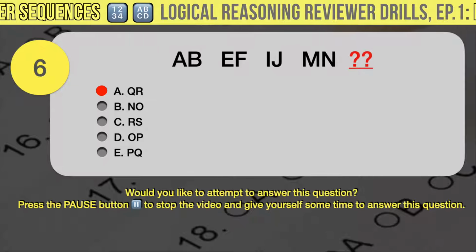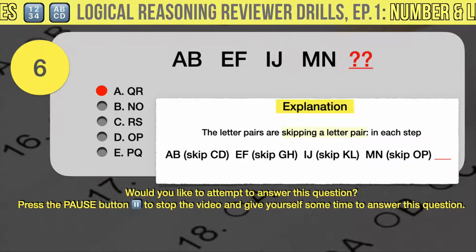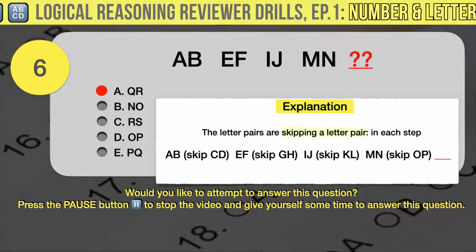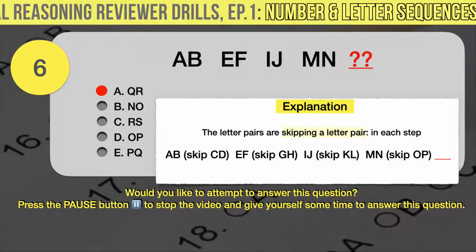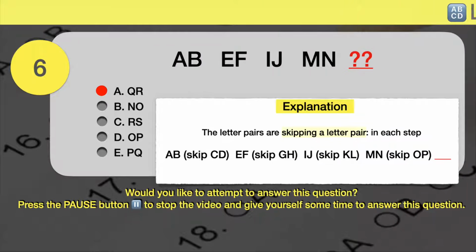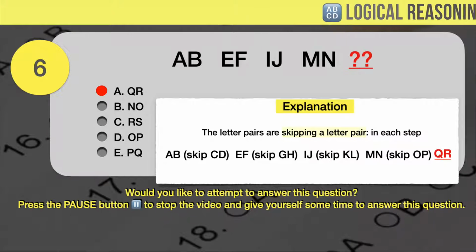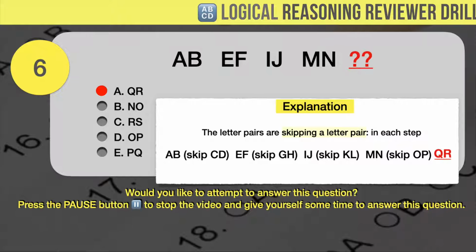This is another very simple letter sequence. The letter pairs are simply skipping a letter pair in each step, as follows. AB, skip CD, EF, skip GH, IJ, skip KL, MN, skip OP. Therefore, the next letter pair should be QR. We bet that if you wrote the letters of the alphabet on a piece of paper, as we recommended in drill question number 2, you should have solved this even faster.